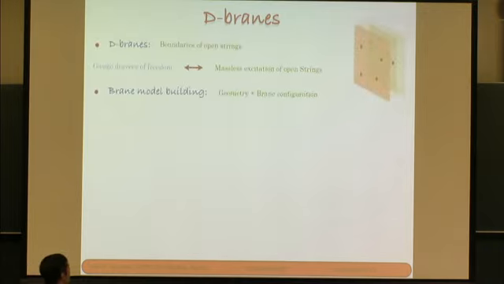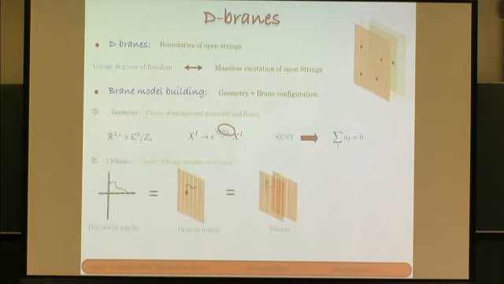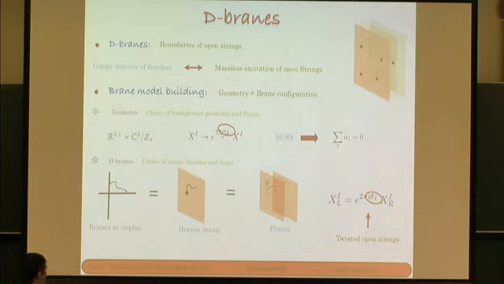Okay, once you fix the geometry, you should then decide what is the brane you will put in this geometry. There are several choices. For example, you can consider branes at angles, or branes inside other branes, or branes with magnetic fluxes. And all these choices are completely equivalent.